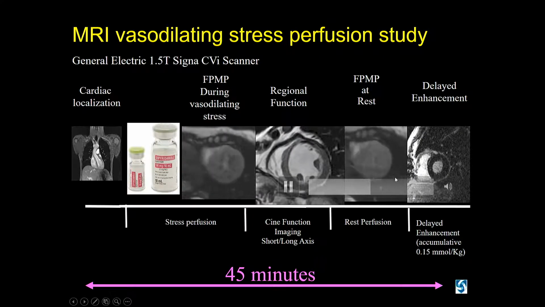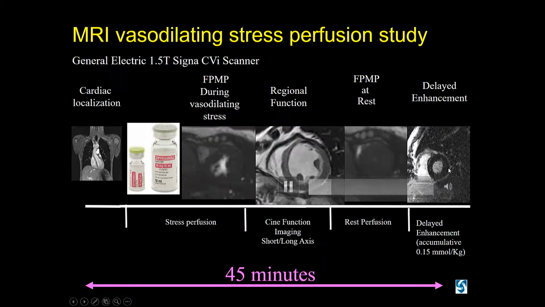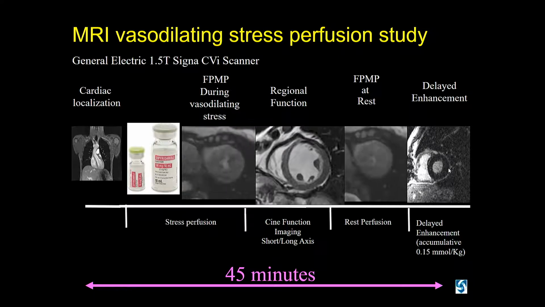Then we can do perfusion at rest and couple that with the late enhancement method, which is the LGE, late gadolinium enhancement imaging, to look at scar. So you can then register the different segments of perfusion, function, and scar, and come up with the status of the myocardium, be it ischemic, or infarcted, or hibernating. You can derive the status of the myocardium in that sense.